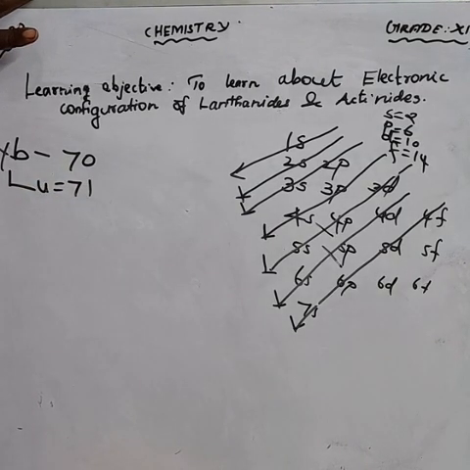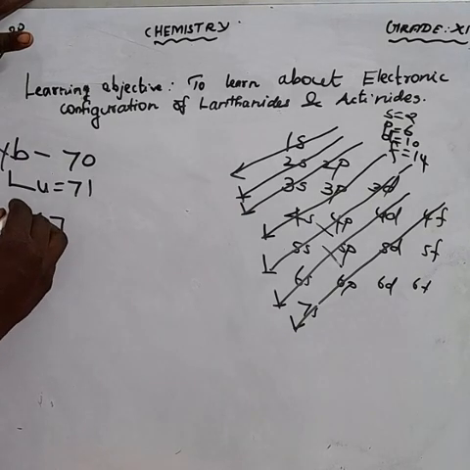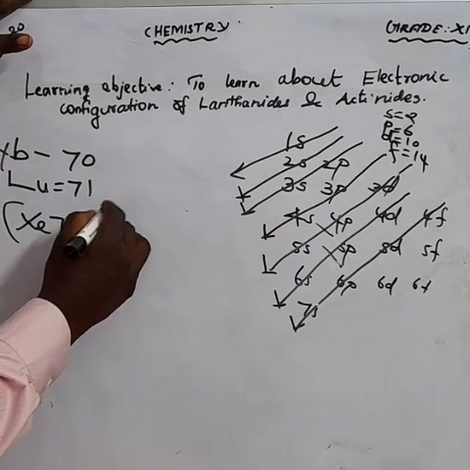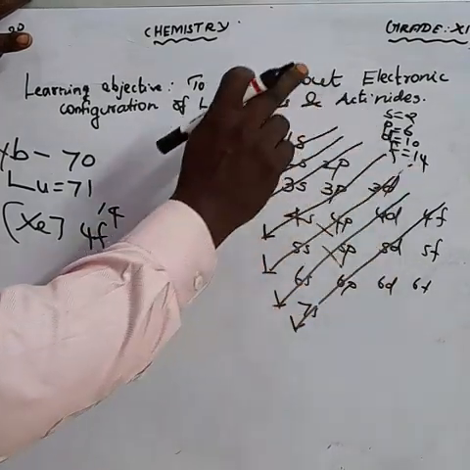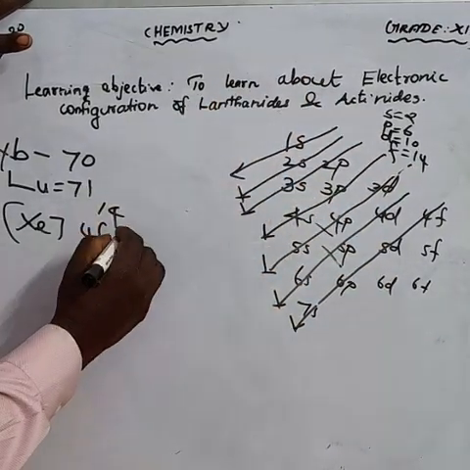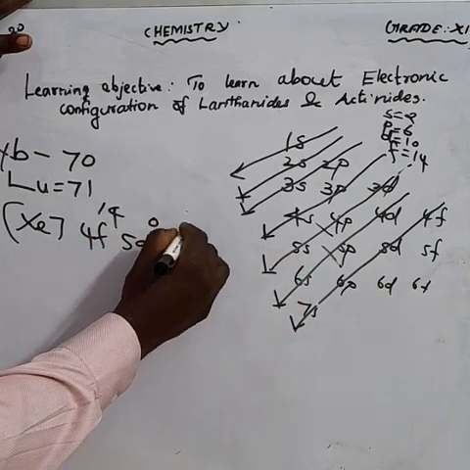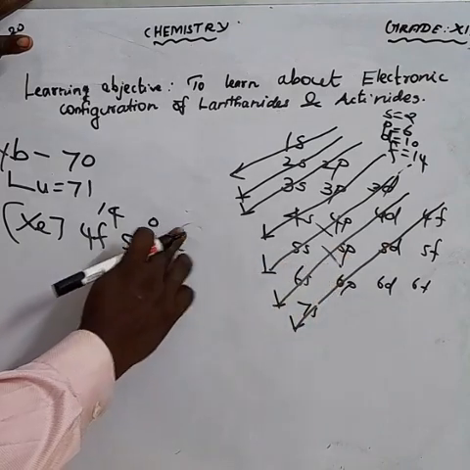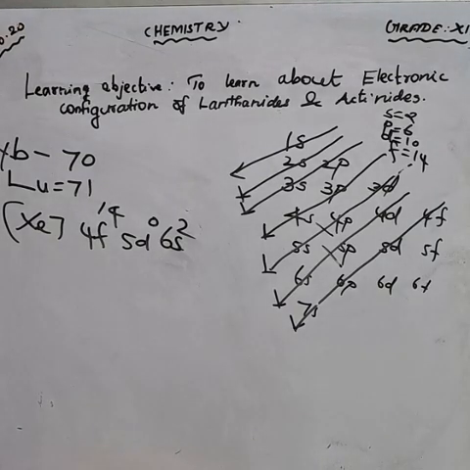About how to write the electronic configuration: Xe, xenon, is 54, and 4F14 is completely filled, and 5D has no electron, and 6s2. This is the ytterbium configuration.